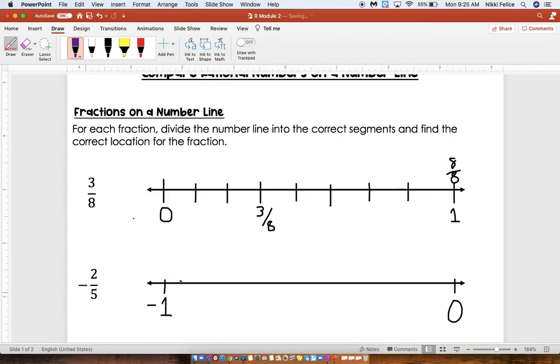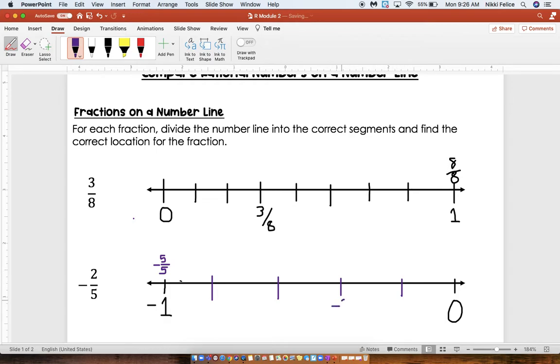So because my denominator is 5, I am breaking this number line up into 5 segments. I need fifths on this number line. So 1, 2, 3, 4, and then -1 would be the same thing as -5/5. 5 out of 5 is 1 whole. So we would have -1/5.